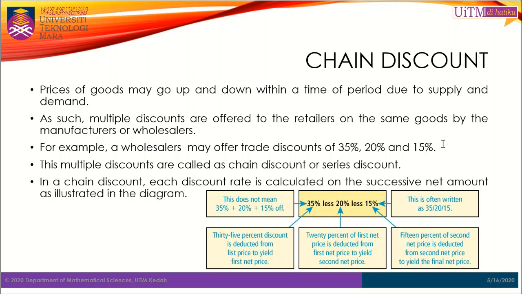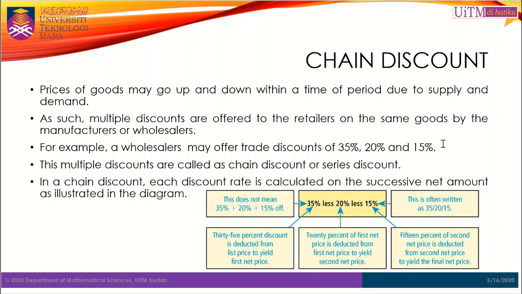One thing you need to understand when we talk about a chain discount, with multiple discount rates given, is that it does not simply mean that 35%, 20%, and 15% add up to a 70% discount. No, that is not the situation. When we talk about a chain discount, the discounts are calculated one after the other. So 35% plus 20% plus 15% equal to 70% is not the right way to come up with the total discount amount.